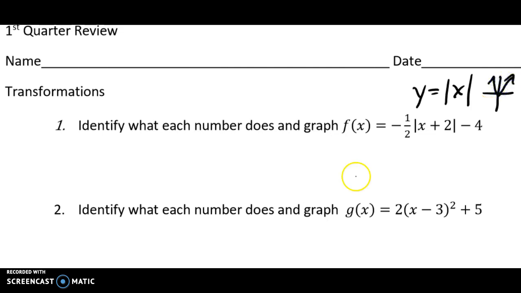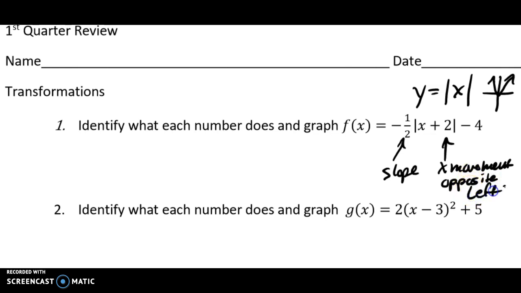Okay? So here we have a slope, and this is our X movement, and its opposite. So that's going to go left 2. And then this is the Y movement, and it's going to go down 4. So we have our V shape that we're going to make. It's going to go left 2, down 4. That's our vertex. Then our slope is -1/2.